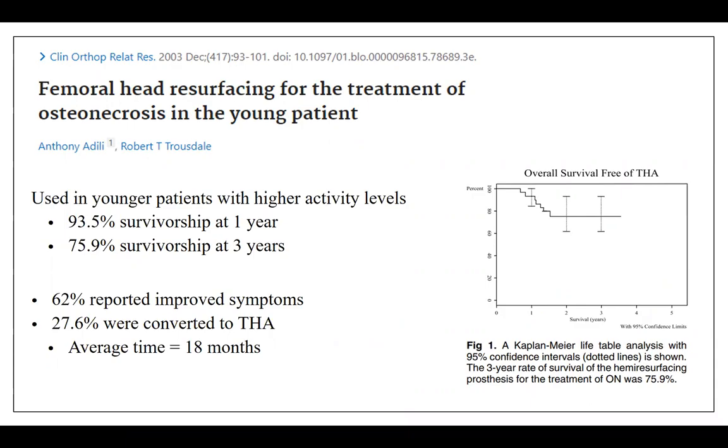And 28% ended up having to be converted to a THA at an average time of 18 months. This was often due to femoral neck fractures, a high failure rate, loosening of the components, as well as inadequate pain relief by the patients.